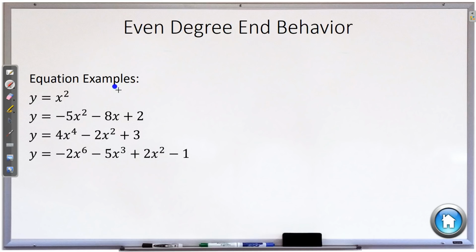So let's start with the one we know, y equals x squared. We've been looking at that for a long time. We know that that makes a parabola, something kind of like that. And end behavior is simply describing what these arrows are doing. As you go to the end of the graph, what are those two arrows doing? Well, the arrows are going up and up and up towards what we say positive infinity.